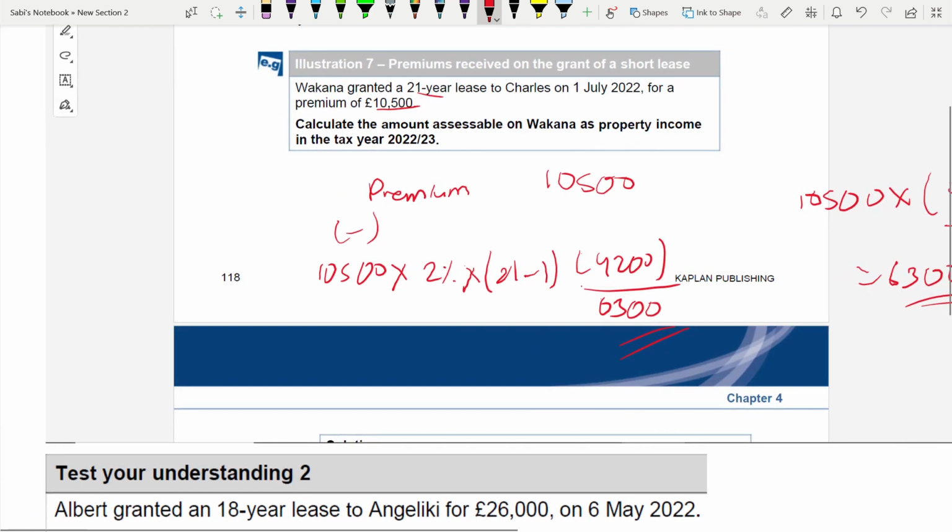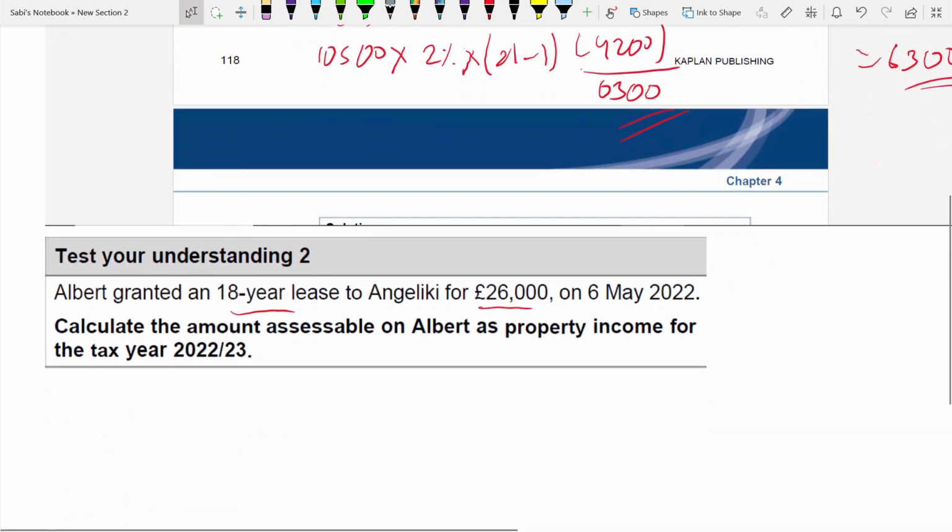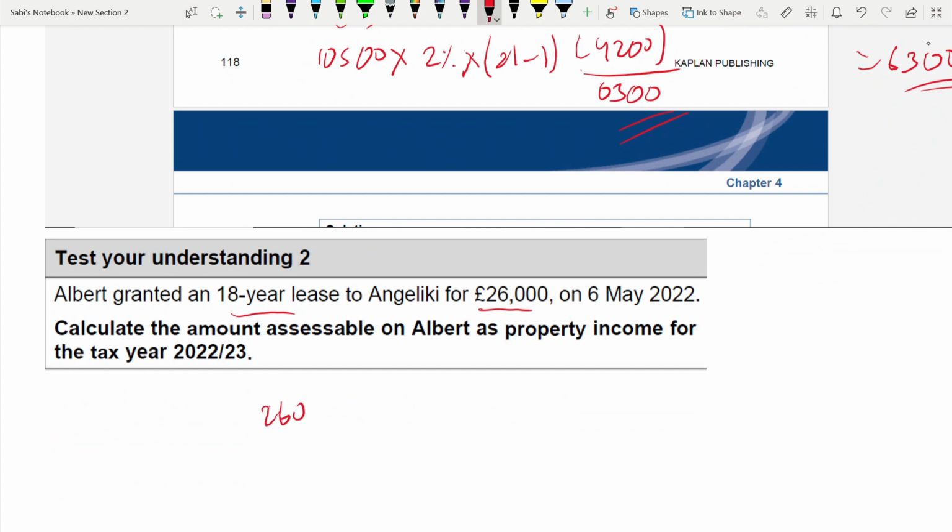Now, test your understanding two. Same. This is an 18-year lease and this is the amount. We'll just quickly calculate it using the alternate method. 26,000 into 51 minus 18, divide by 50. How much? 17,160. Get it using the first method and see, are you getting this figure or not?